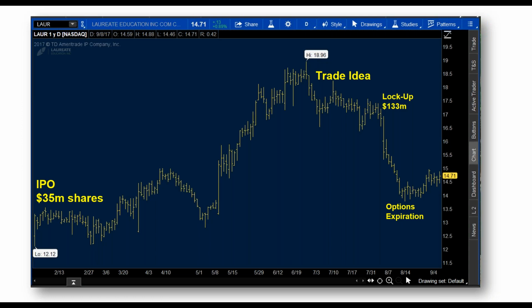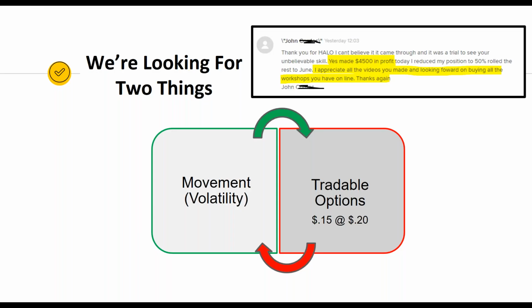Okay? Cool trade. For swinging for the fences, guys, we're looking for two things. We want movement, we want volatility, and we want tradable options. Tradable options, hey, 15 cents at 20 cents. I could trade those options. Why is there edge in this trade? Here's why I have edge.